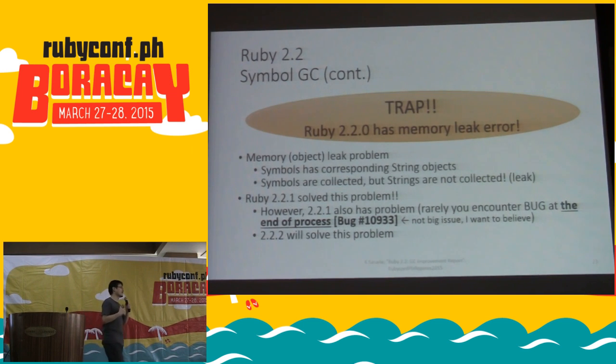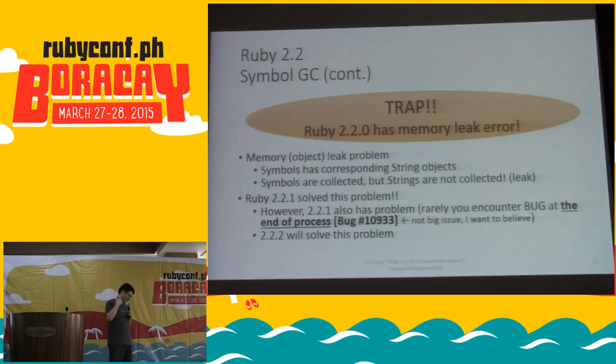Ruby 2.0 has a memory leak bug. Actually, we create the symbol object and also the corresponding string object. So a symbol has a string representation. Maybe you can see Symbol#to_s returns a string, the corresponding string. So we need to create the symbol object and the string object. We collect the symbol object, but the corresponding strings are not collected. This is a critical bug for this feature.